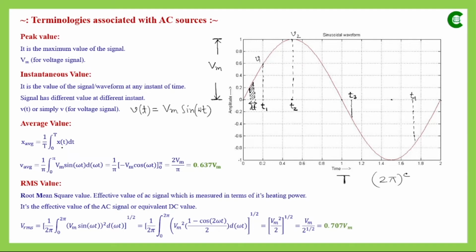Now in place of x(t), we have put the expression of the sinusoidal signal, which is Vm sin omega t, and that's what we have here, Vm sin omega t.